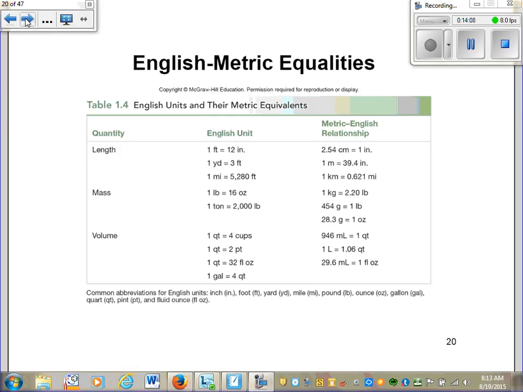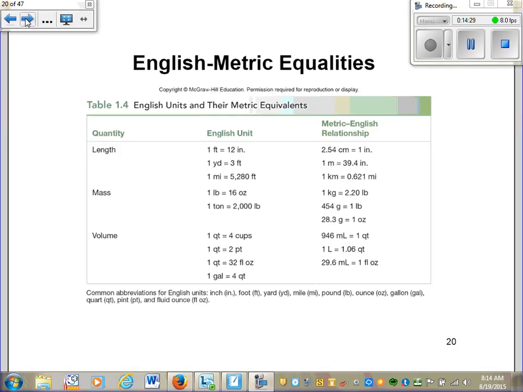English metric equalities. I'm not a big fan of going back and forth, but we can. But just to give you some idea of what's going on, 1 inch is 2.54 centimeters. A meter is 39.4 inches. So a meter stick is a little bit longer than a yardstick.